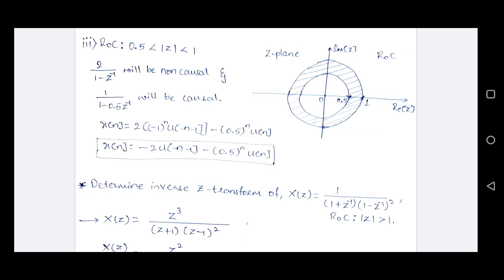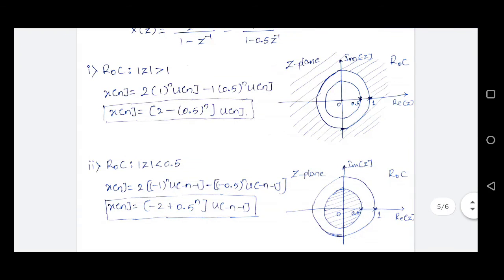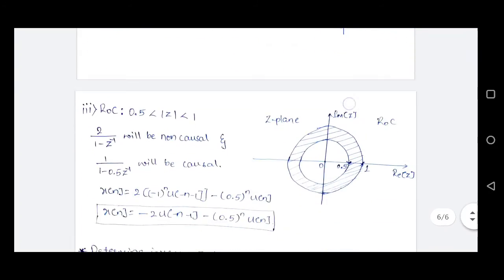And the second term, 1 divided by 1 minus 0.5 Z inverse, will be causal, because the region of convergence is outside 0.5, so it has to be a right-sided sequence, and the region of convergence is inside 1, so it has to be a left-sided sequence. Therefore, the discrete time sequence x of n can be written as 2 minus 1 to the power n u of minus n minus 1, minus 0.5 to the power n u of n. So these are the discrete time sequences for the same Z transform depending on the region of convergence.